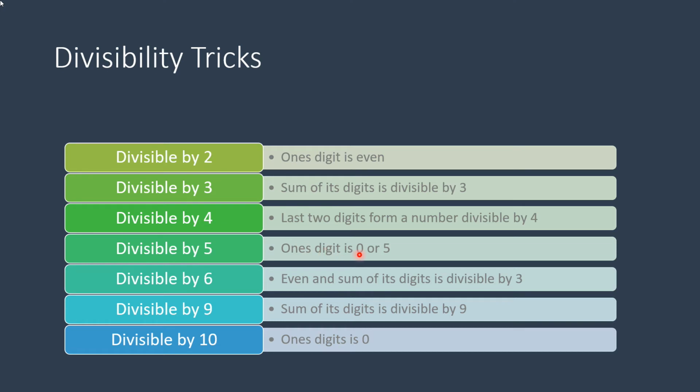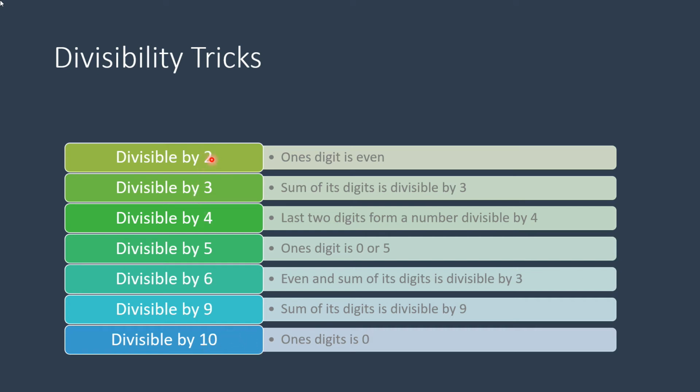If the ones digit is 0 or 5, then the entire number is going to be divisible by 5. If it's both even and the sum of the digits is divisible by 3, that means the number is going to be divisible by 6. If the sum of its digits is divisible by 9, that means the number is also divisible by 9. And if the ones digit is 0, then it's going to be divisible by 10.